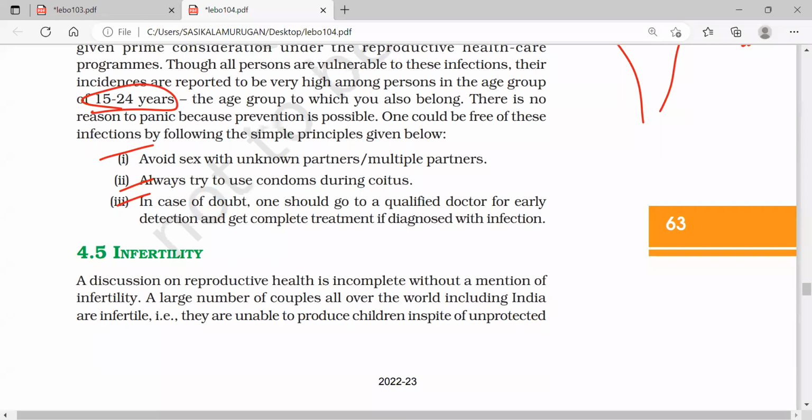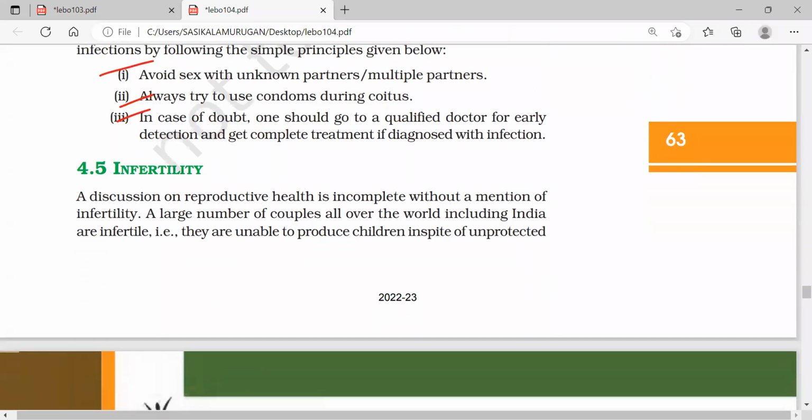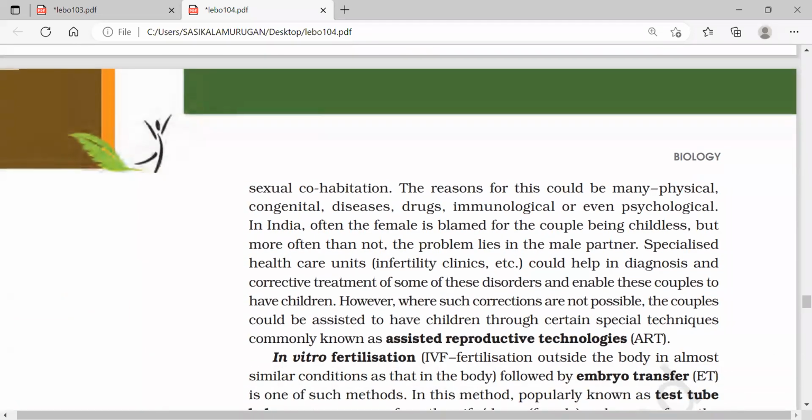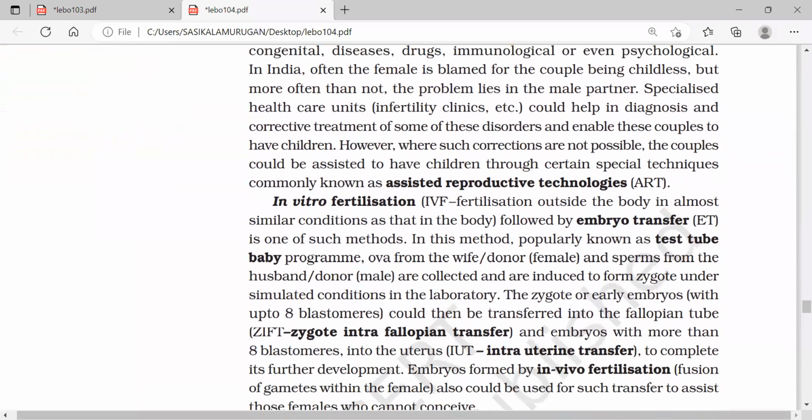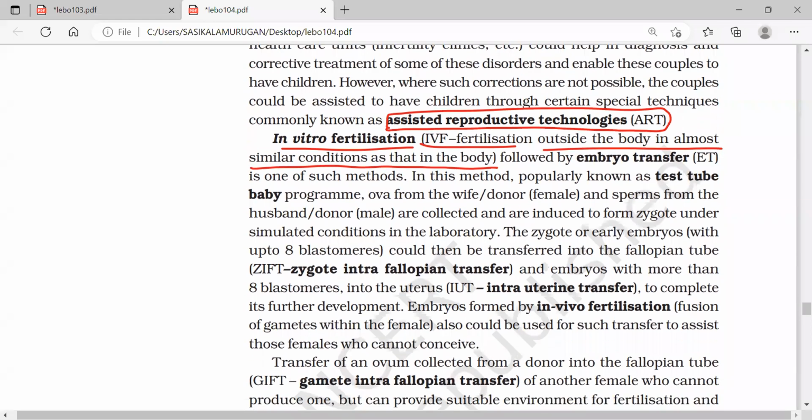Okay, the next one is infertility. So let me talk about infertility. In India, many couples are childless, so they prefer to do assisted reproductive technologies, ARTs. In this technique, in vitro fertilization, that is IVF, fertilization happens outside the body in almost similar conditions to the body. So this is what we call in vitro fertilization.